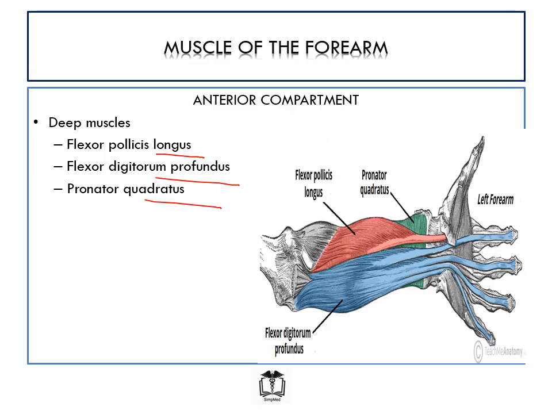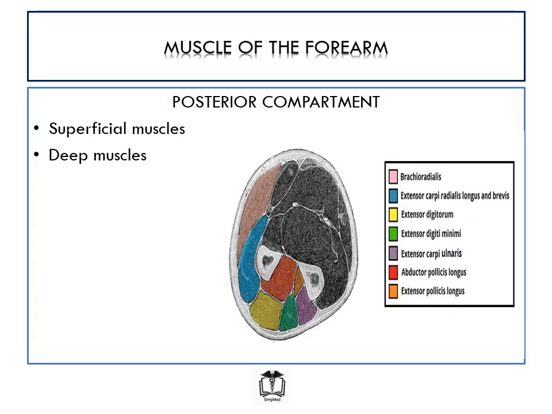It is innervated by the median nerve, and in terms of its function, it performs pronation of the forearm, just like the pronator teres muscle. Let's talk about the muscles of the posterior compartment of the forearm. This is also divided into superficial muscle groups and deep muscle groups.